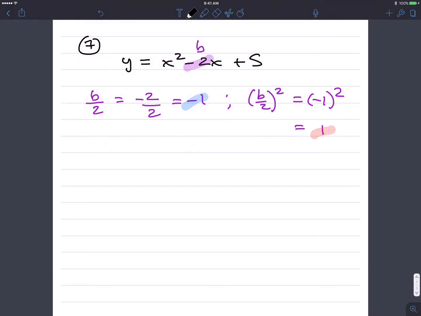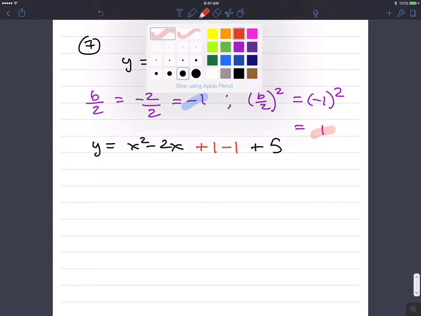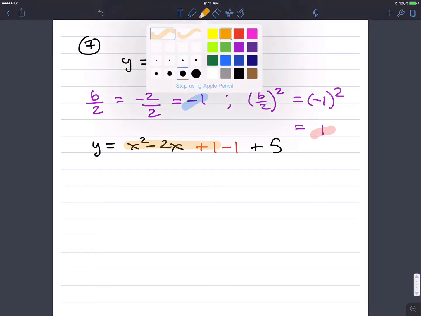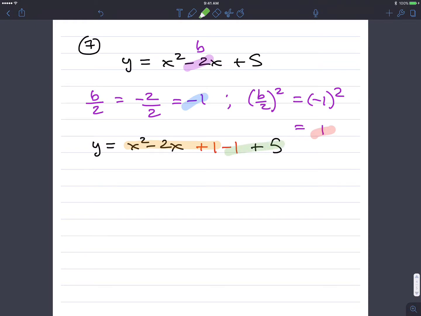Okay. So here we go. Y is x squared minus 2x. We write down the first 2 terms, and then we use that positive 1 and subtract it. That's really 0 again. But don't forget, we already had a positive 5 here. So for the first 3 terms again, these 3 terms, a perfect square trinomial, we factor. The last 2 we simply add.